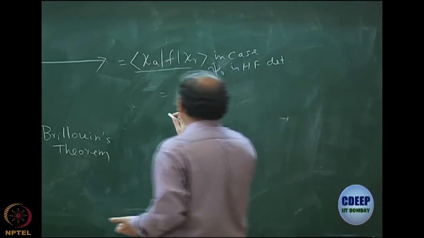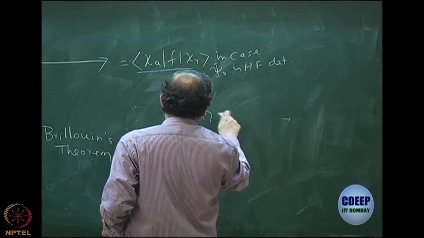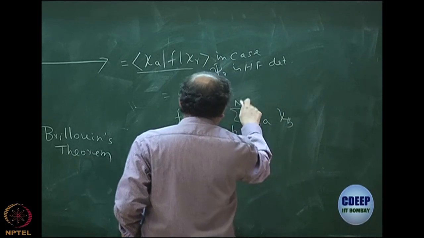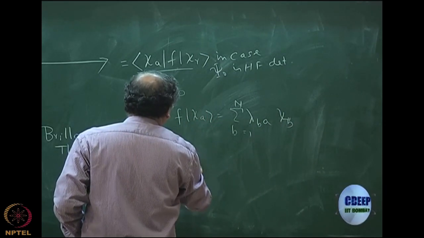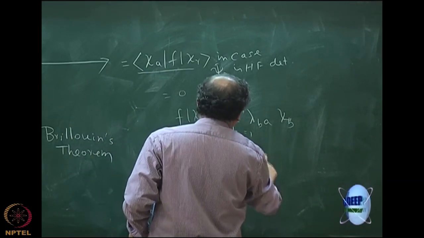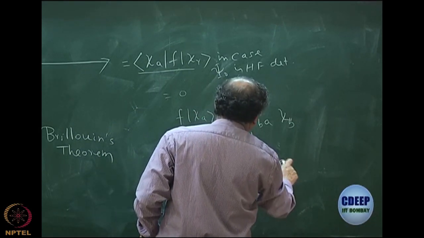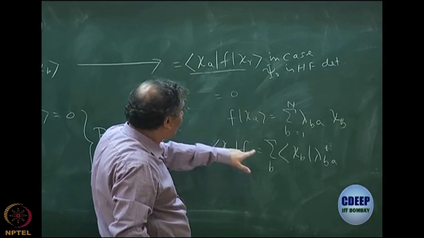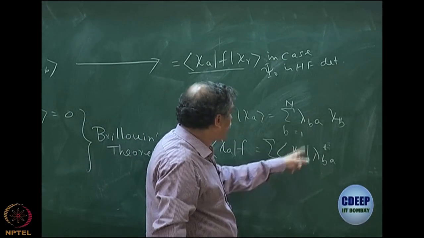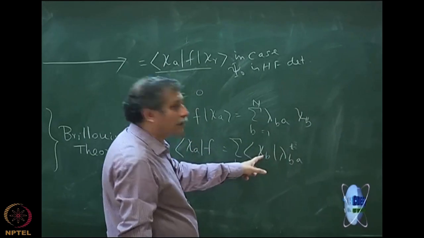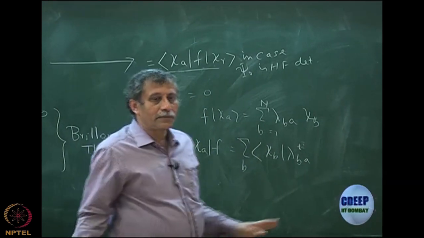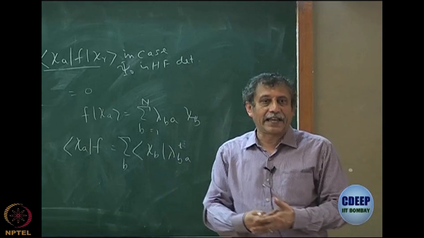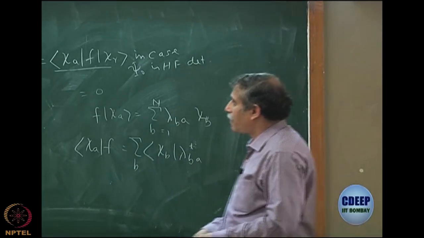So, we say that even if it is non-canonical, f of chi a is nothing but sum over b lambda b a chi b, where b runs from 1 to n. So, obviously, for chi a, and f being a Hermitian operator, it is nothing but sum over b chi b lambda b a star. And now, we can quite clearly see if you close the integration with chi r, then there is a sum over b, but these are only occupied. So, chi r is orthogonal to chi b, the lambda is a number which goes out, so it becomes 0, either way. And if it is canonical, then of course, it is trivial to show. So, either in the case of a canonical or a non-canonical Hartree-Fock, this quantity is 0.